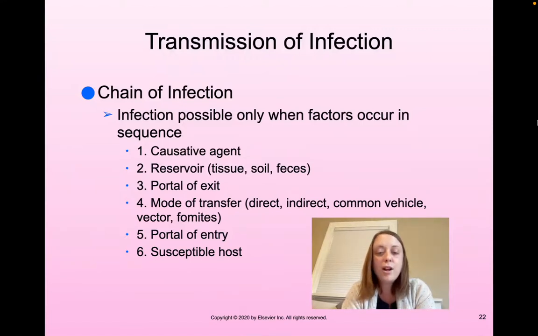There has to be somewhere where this microorganism can proliferate and then be able to spread. So whether that be in human tissue or animal tissue, whether it be in soil somewhere or in feces, there has to be enough space for that microorganism to develop to a critical mass so then it can spread.